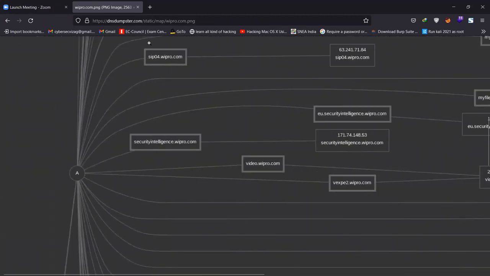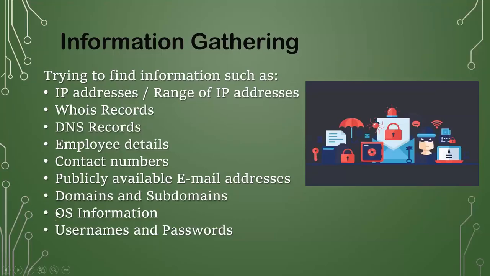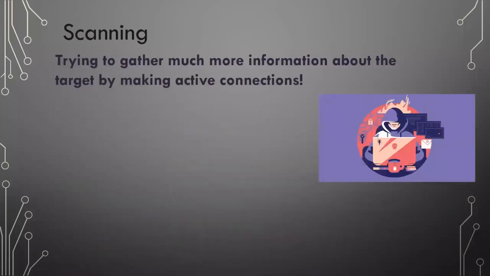This is one of the sources which I've shown, DNS Dumpster. There are tons and tons of other websites as well to get such extra information. Once this information is gathered, you go to the next phase, which is scanning. Scanning can also be called enumeration. The main objective of scanning is to try to gather some extra information about the target, which we could not get from the passive method.